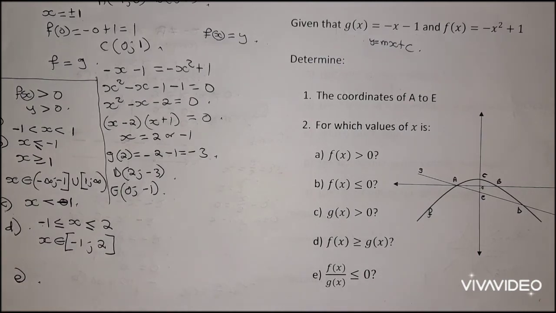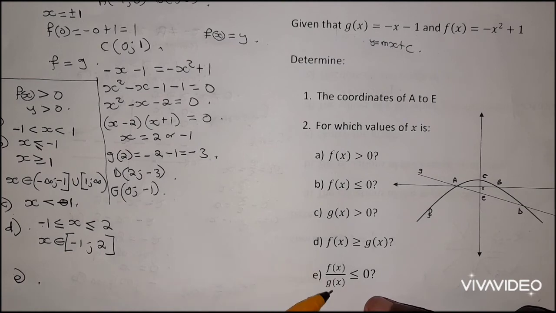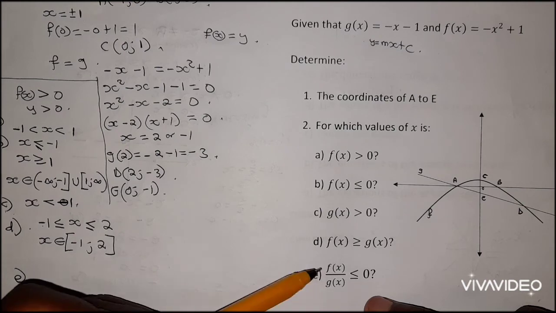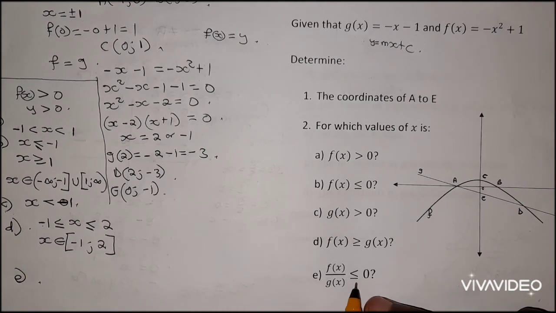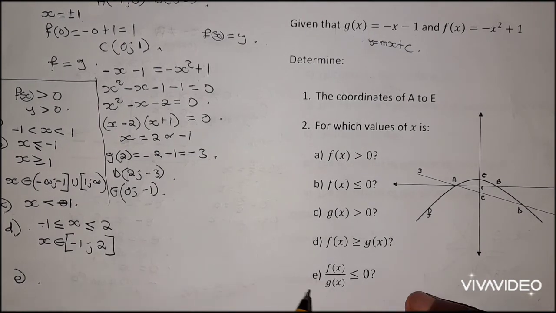This one is really interesting, and you should know when we say interesting, we are saying it's a little bit more challenging. So the more the challenge, the more interesting it is. F of x divided by g of x. That answer we get from dividing that should be negative, right? The values of x for which f of x over g of x is less than 0 or equal to 0. We are saying when we divide these two, we should get a negative.